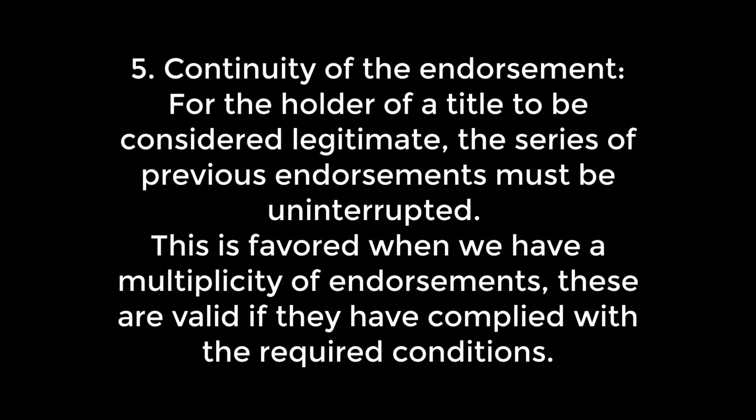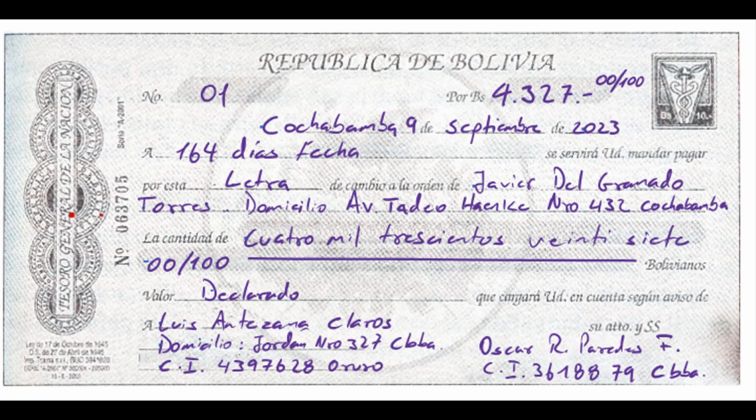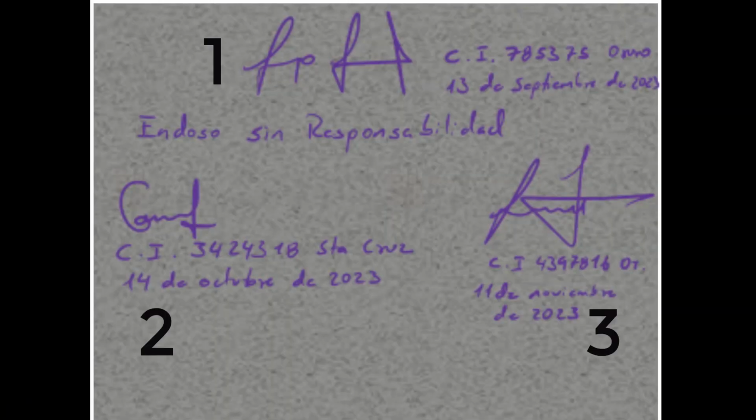5. Continuity of the endorsement. For the holder of a title to be considered legitimate, the series of previous endorsements must be uninterrupted. This is favored when we have a multiplicity of endorsements. These are valid if they have complied with the required conditions. In the image, we see a series of endorsements propitiated in a bill of exchange. We denote the sequence of these by means of the dates consigned in the instrument.